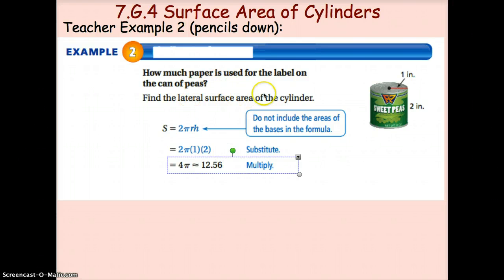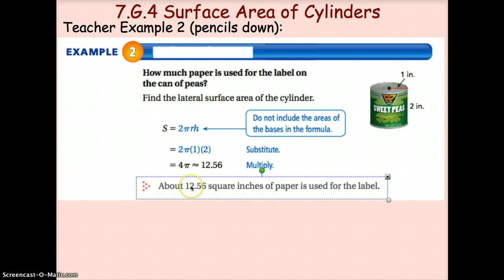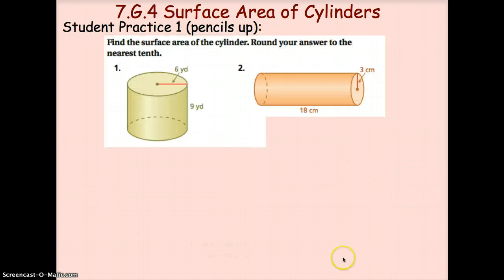Notice it doesn't say what to round to. But also, notice I don't have my units on there. My units do need to be squared. So my final answer is about 12 56/100 square inches. Again, because it doesn't say what to round to, we always round to the nearest hundredth. So if you're ever not sure, go to the nearest hundredth unless it tells you to do otherwise. So the big difference here is that you are not using the area of the bases. You're only finding the lateral surface area, the area of that rectangle. So be very careful.